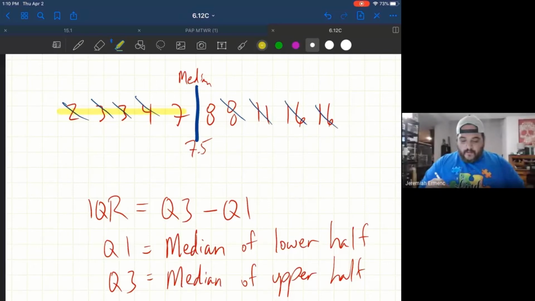All right. And so I know my median, but what I now have is a lower half of my data and an upper half of my data. And since 7 was not my median, 7 is part of my lower half of my data. Since 8 was not my median, 8 is part of my upper half.